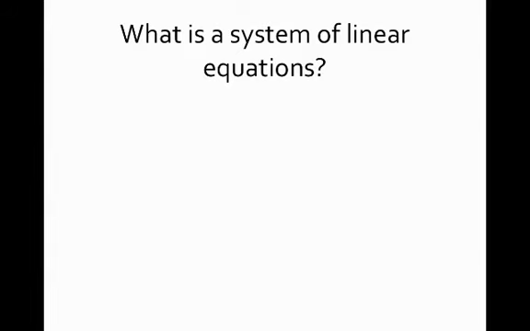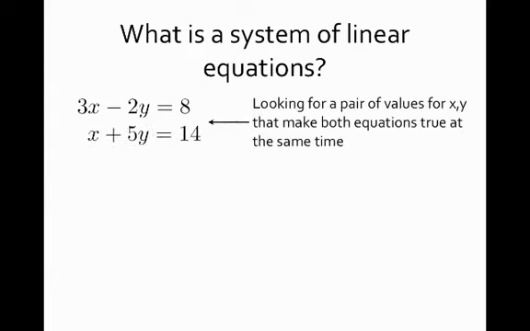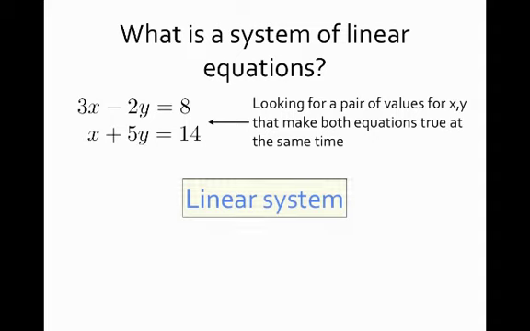What is a system of linear equations? Well, suppose we had not only this single linear equation, but this one too, and I was interested in finding a pair of values for x and y that make both of these equations true at the same time. That's what we call a linear system. It's two or more linear equations together in concert that need to be true simultaneously.